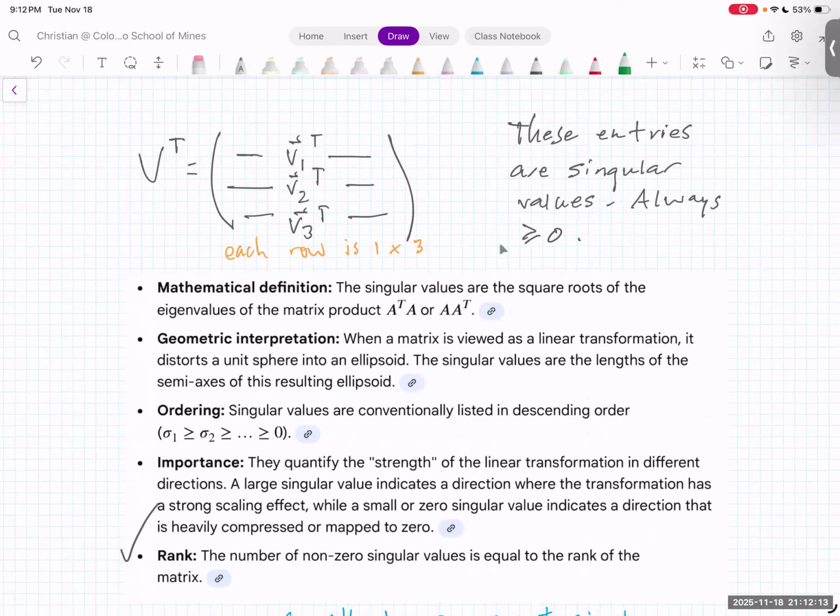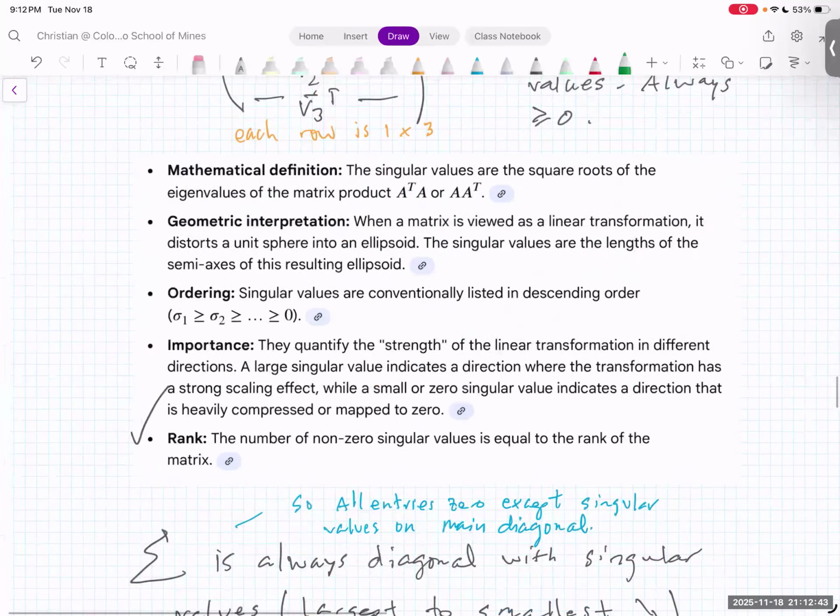The singular values are the roots of eigenvalues of matrix products, A transpose A or A A transpose. We're going to refer to the singular values as sigmas, sigma 1, 2, whatever. And they're ordered from greatest to least, or largest to smallest. And then the rank, that's something to pay attention to. The number of non-zero singular values is the rank of the matrix. So let's go back.